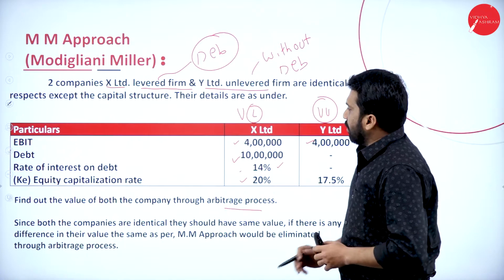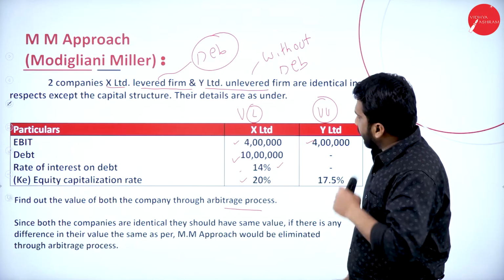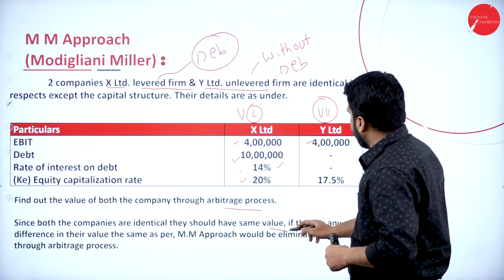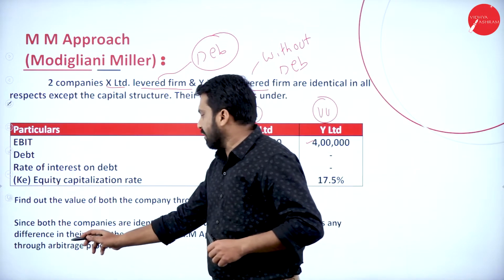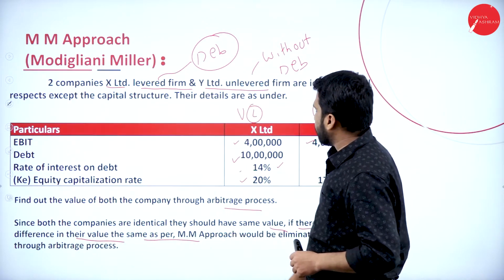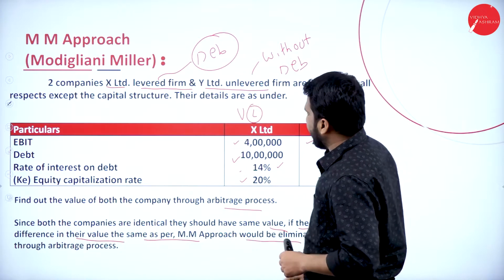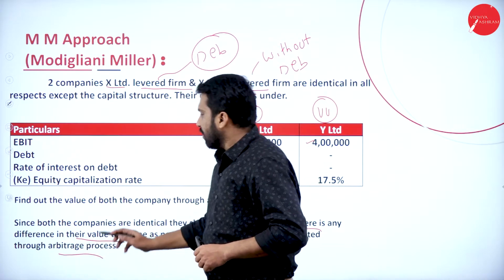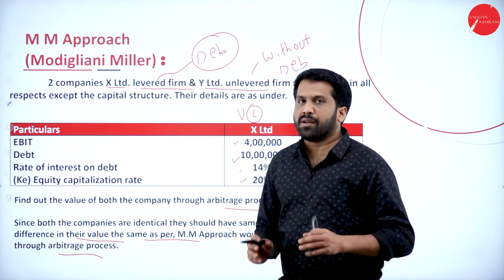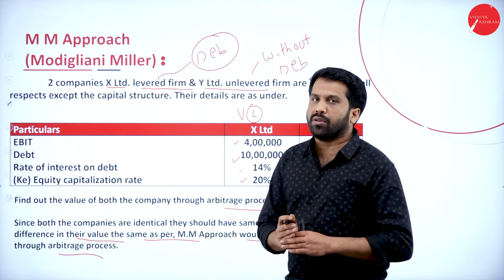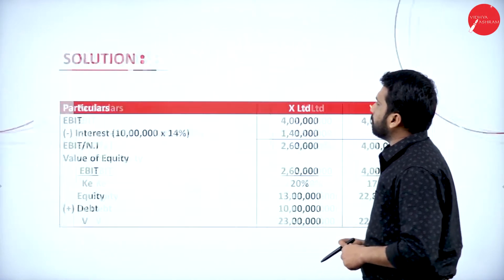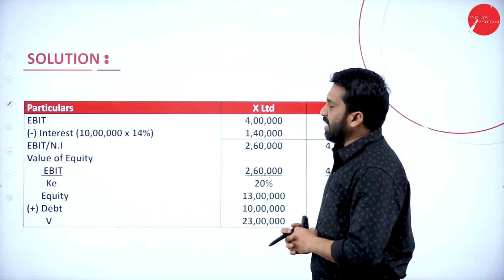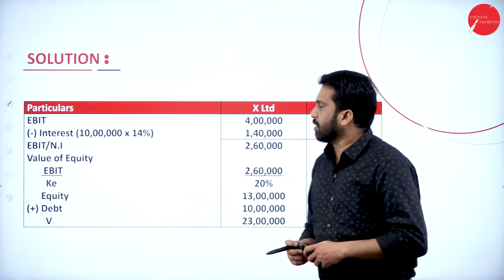Now, since both the companies are identical, they should have the same value. If there is any difference in their value, as per the approach it would be eliminated through the arbitrage process. This is just a concept. It should always have the same value. We'll go for the answer. See, your EBIT is how much as per the question?